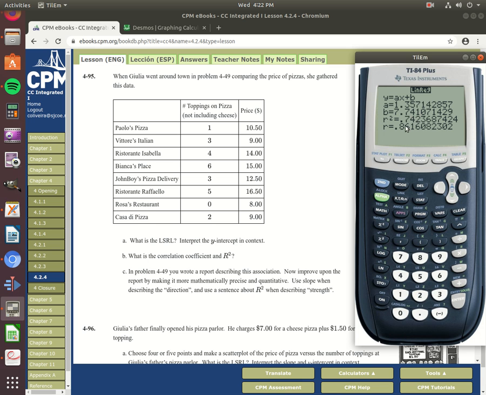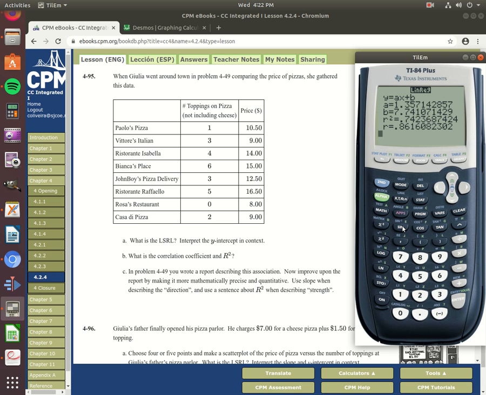My R is positive and strong, and 74% of the price is associated with the number of toppings. And again, what are the other 26%? The other 26% is probably things like how fancy it is, if it's on sale, the ingredients they use, those kinds of things. So we figured out the LSRL, we interpreted the y-intercept in context, the correlation coefficient R and R squared. We said what that is.